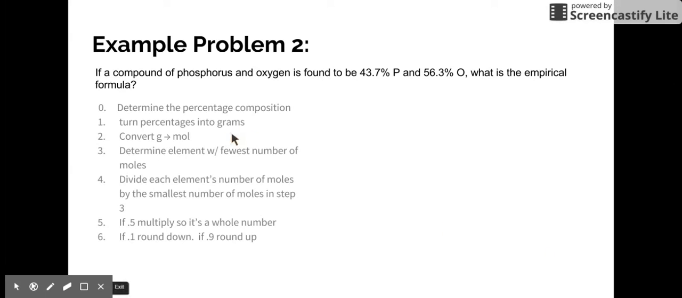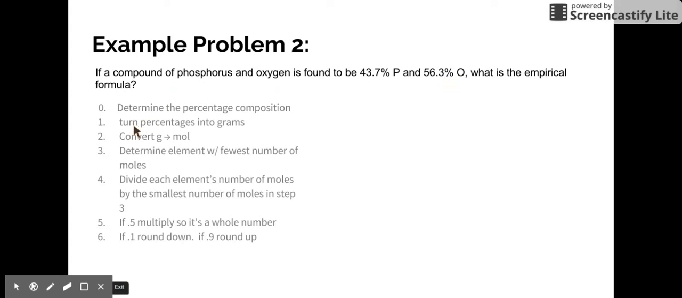Okay, the first step, step 0, says to determine the percent composition. Now, we don't need to do that. It's already written here, but sometimes we might. We might be given problems where we have to take whatever grams of something we have and determine the percentages of those grams. But in this instance, we won't. So 43.7% phosphorus, 56.3% oxygen. That is our percent composition.